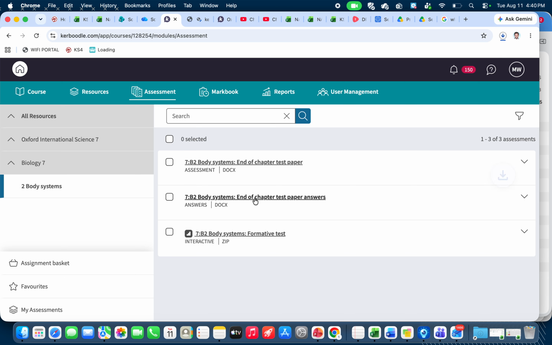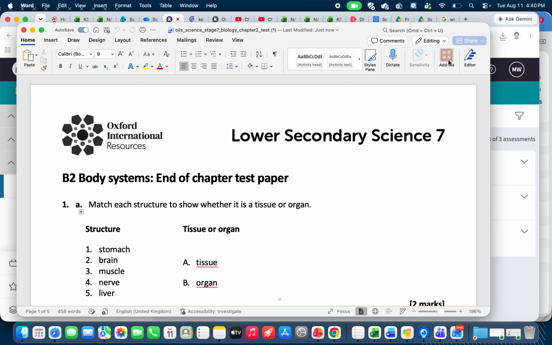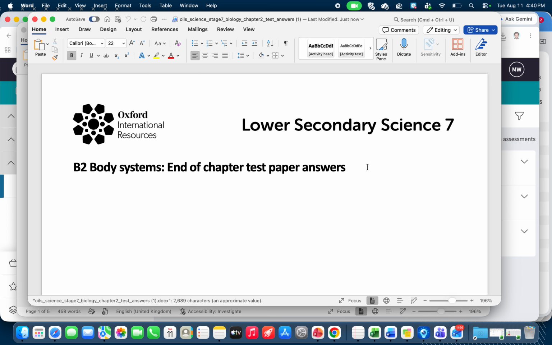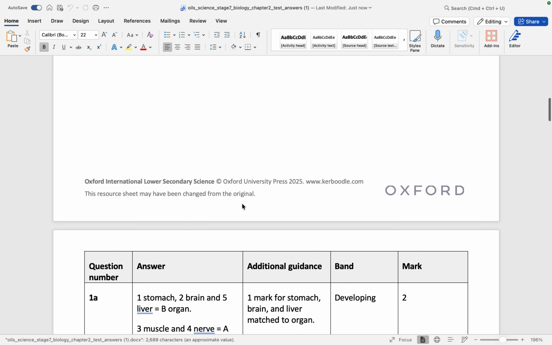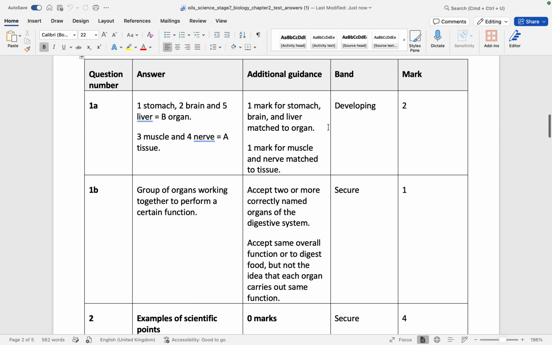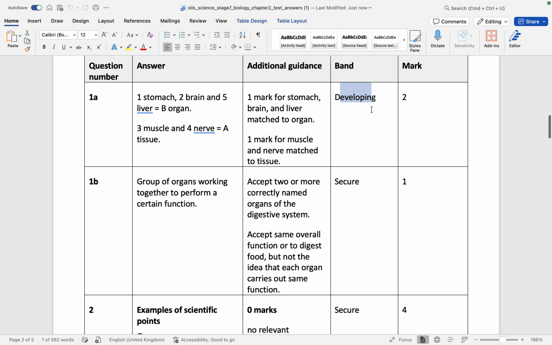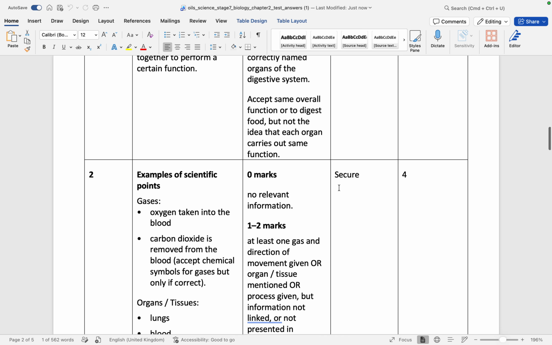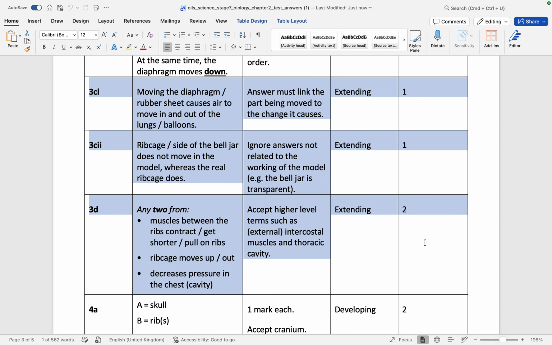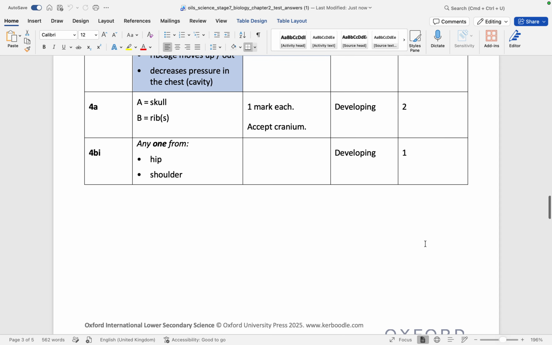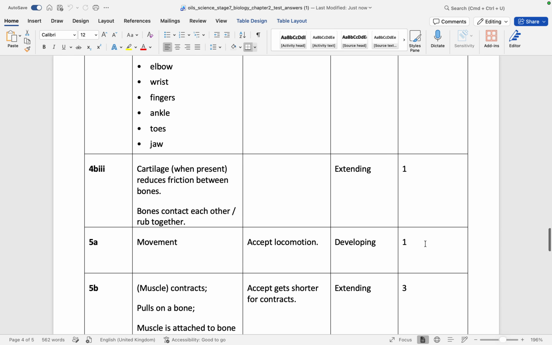However, actually, if we look at the answer schemes, you are given an idea of the level of the questions in there inside the mark scheme. So you'll notice here that question 1A was a developing question, B was deemed as secure, and as you go through, they kind of get ramped. So 3 has got a lot of extending stuff in there. Really, we want a balance in there.